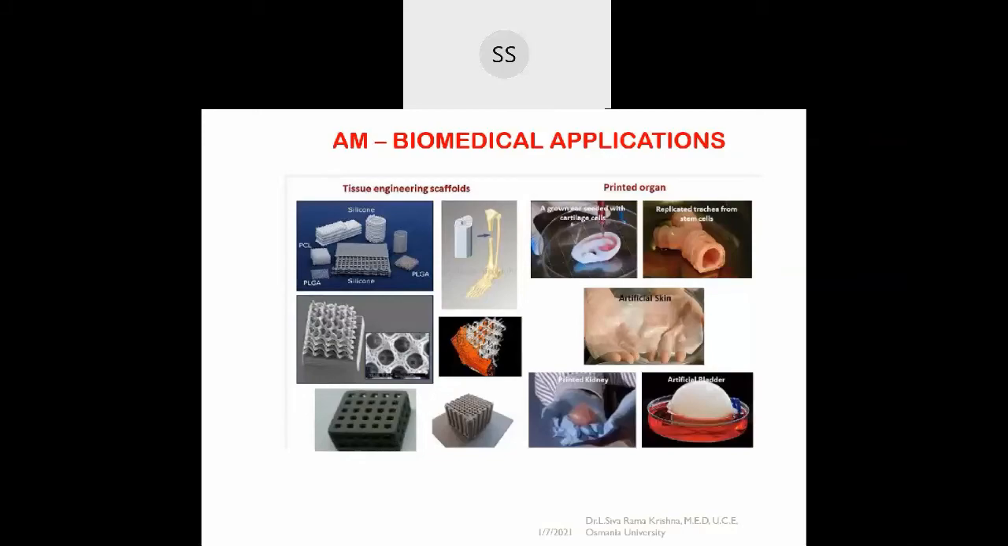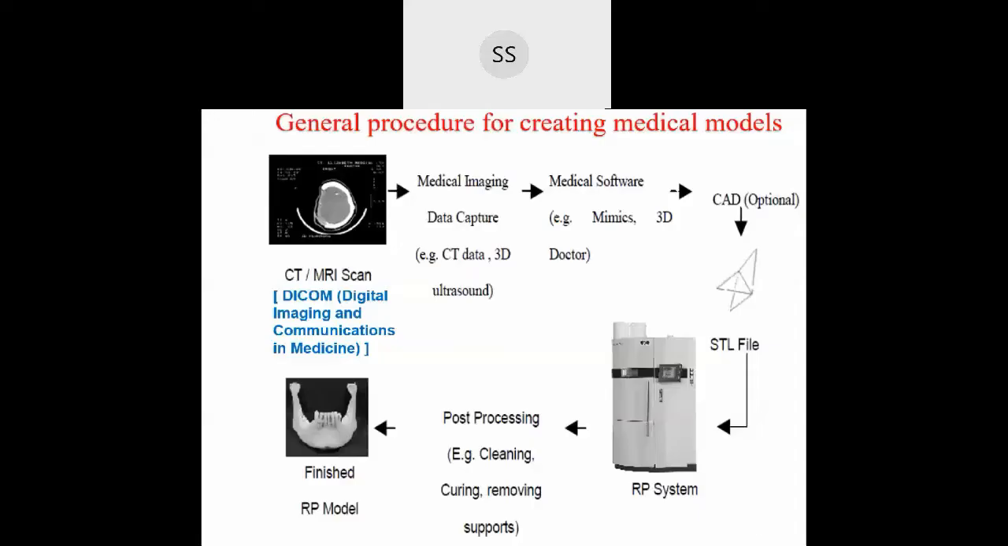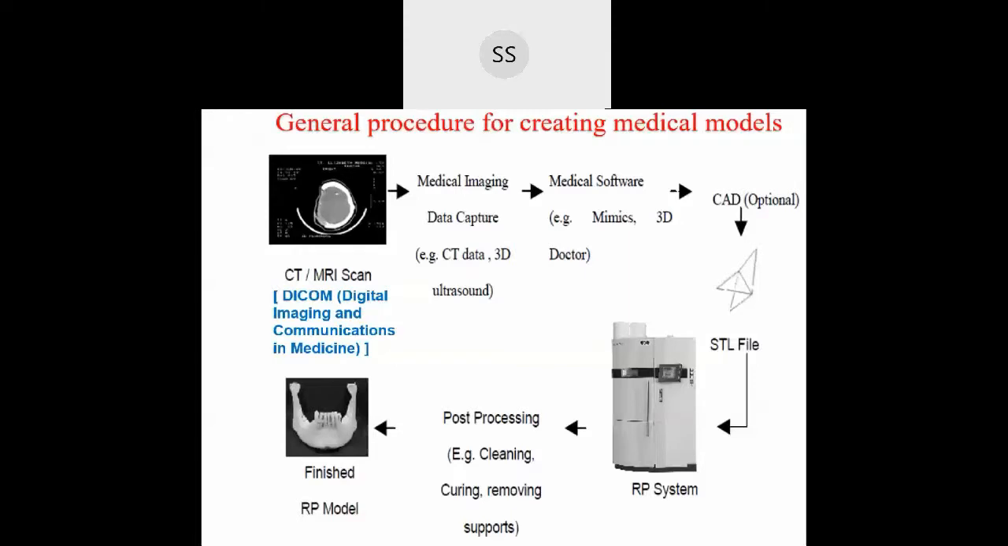Human anatomy, surgical planning, scaffolds and printed organs are done with 3D printing. You use dedicated software like Mimics to create the CAD model. Then you convert the CAD model into an STL file. From the STL file, you use RP technology, rapid prototyping. Earlier it was known as rapid prototyping, now it is 3D printing.